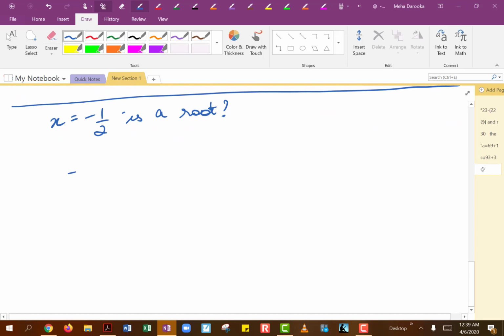Okay, so we'll take that -1/2 and we're checking it with our polynomial: 2, -5, -8, positive 5. So bring down the 2. When I multiply 2 with negative 1/2, the 2 and 2 will cancel out, basically giving me negative 1. So then this becomes negative 1. Negative 5, negative 1 is negative 6.